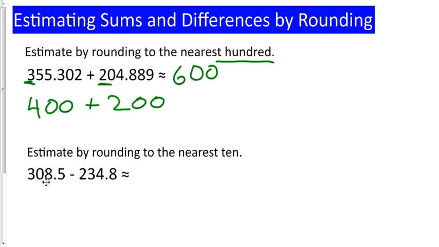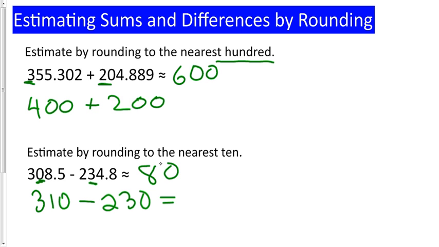Here I'm going to round to the nearest 10. So the 0's in the 10s place and the 3's in the 10s. 308 followed by an 8, this is going to round to 310. Subtracted by 234.8, that's going to round to 230 because the 3 is followed by a 4. 310 minus 230 is going to give me 80. So about 80 is my estimate here.